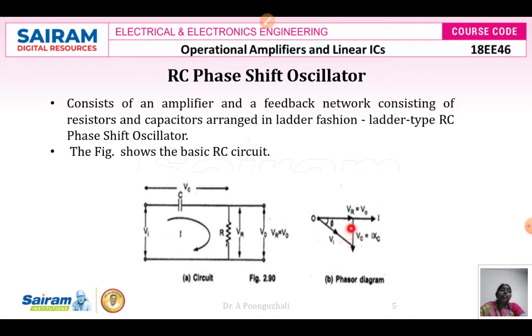Now when I draw the vector diagram and find the resultant vector, this resultant vector makes an angle phi with the voltage across the resistance. This is your output, this is the resultant current there. So we write VR is equivalent to V0.